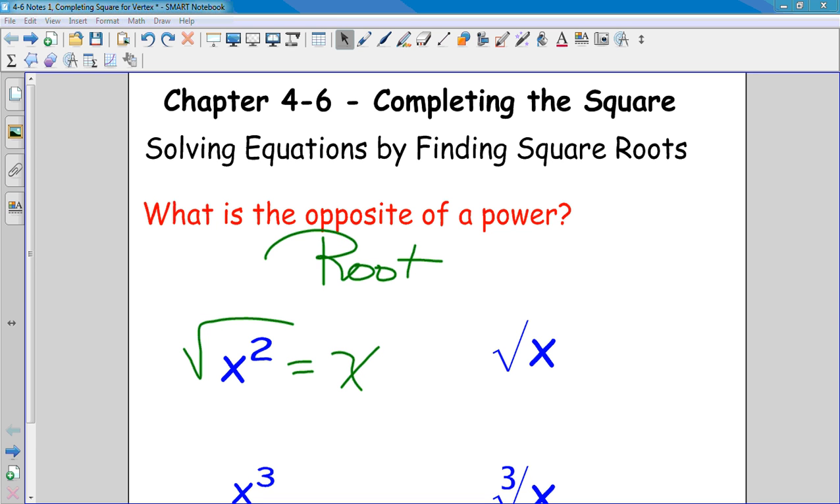What is the opposite of a power? It is a root. For example, what's the opposite of addition? Subtraction. What's the opposite of subtraction? Addition. What's the opposite of multiplication? Division. Division, multiplication, right? The opposite of a power is a root. If you have a squared, the opposite is a square root. And there's a little imaginary 2 in here. If there's no number here, that means it's a square root. Okay, you'll see what I mean here in a second. The opposite of a square root is a squared. They're going to cancel out, and you're going to be left with x.